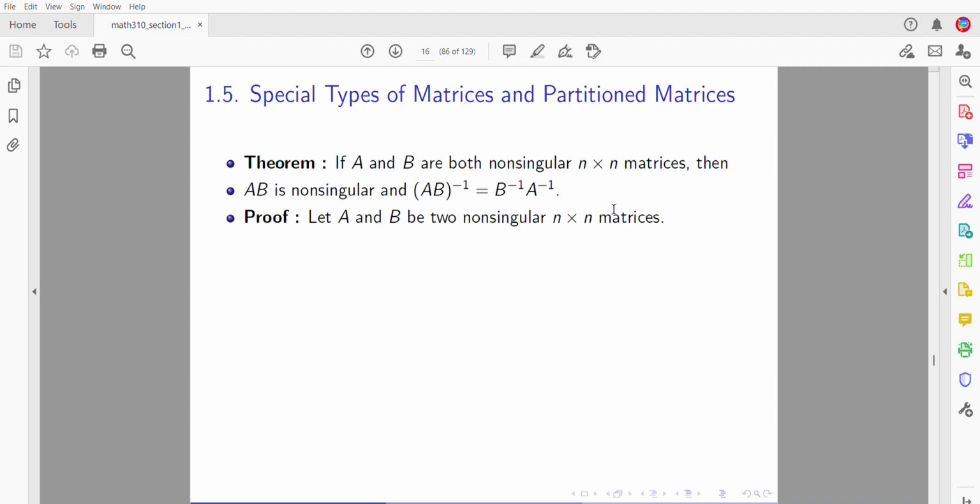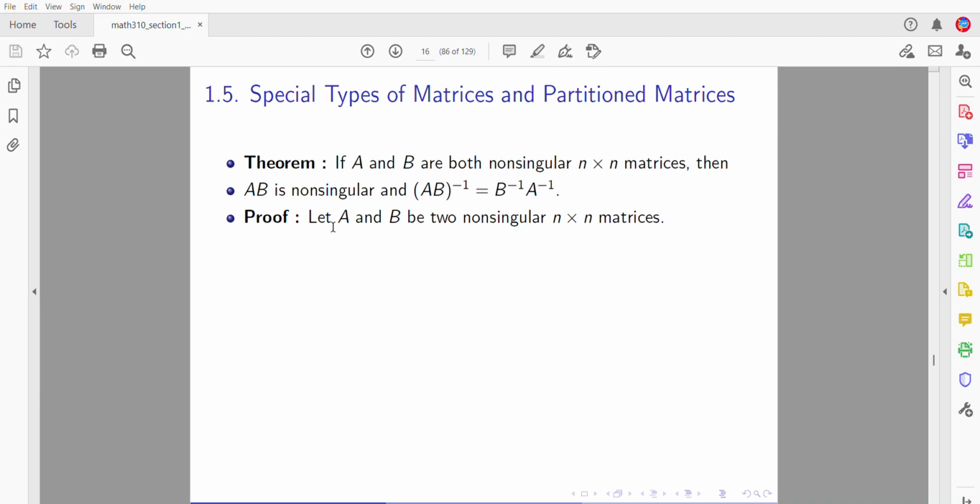Here is a beautiful short proof. By the way, this is an important theorem. You should be able to prove it. Okay, it's a short theorem. I might ask you to prove this theorem in the exam.